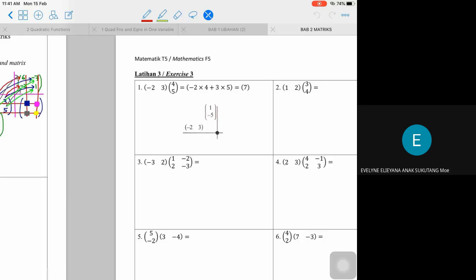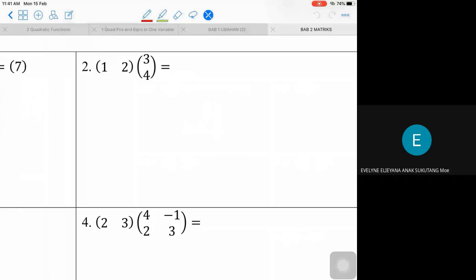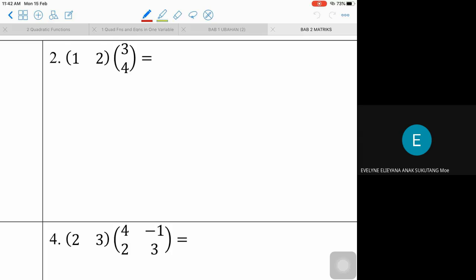Okay, question number 2, Exercise 3, question number 2. We do the multiplication for this one. So what is the order for the first matrix, Jen? First matrix, 1, 2. What is the order? One row, two columns. Yes, correct. 1 row, 2 columns.